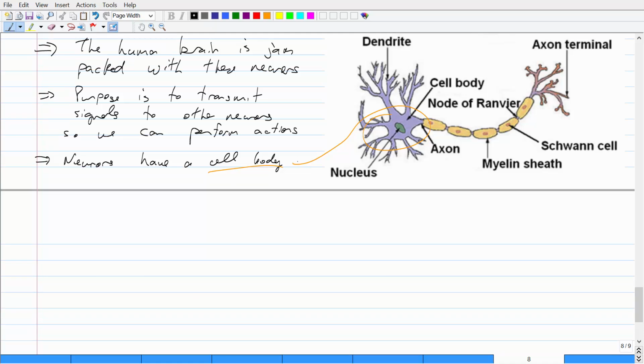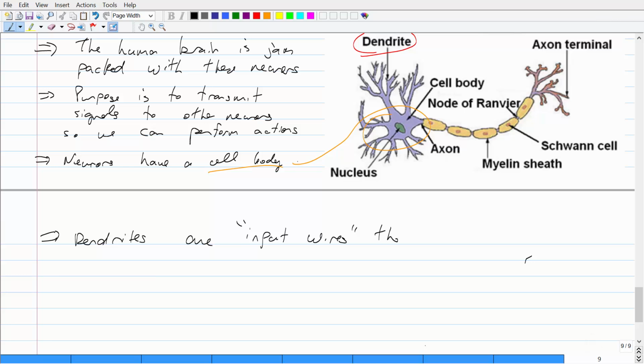So neurons have a cell body, all right? And basically we have these input wires which are called dendrites. So what these dendrites do, the purpose is to receive input signals from other neurons. So dendrites are, you can think of them in terms of engineering as input wires. They're input wires that receive inputs from other neurons.